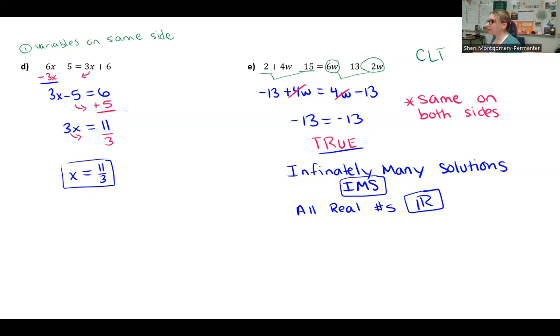What if you ended up with a false statement like 3 equals 2? What do you think your answer is then? No solution. Very good. So if your variables cancel and you end up with a true statement, it could be any number, anything works. If your variables cancel and you end up with a false statement, it means nothing works. And I will tell you that on your homework, you have one of those situations, either that you end up with no solution or infinitely many solutions.